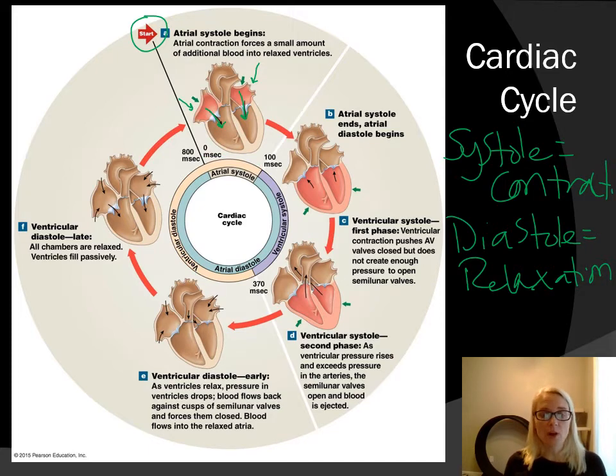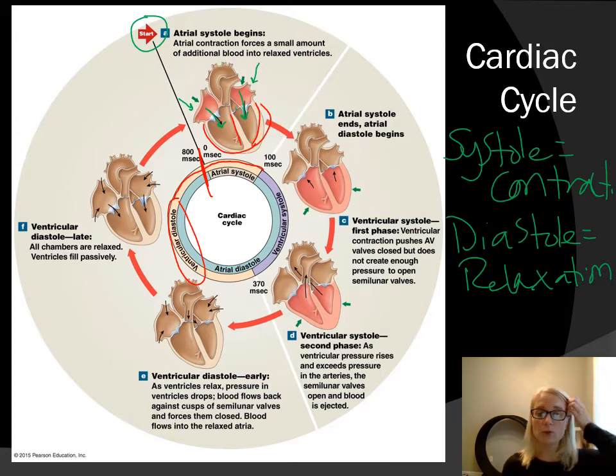Okay, so atrial systole, squish, and the ventricles were all in ventricular diastole, right? Here's ventricular diastole, this tan line. So when we started here, while the atria were contracting, the ventricles were still relaxing. We can see that because it's all puffed out like that. So those are our relaxed ventricles.